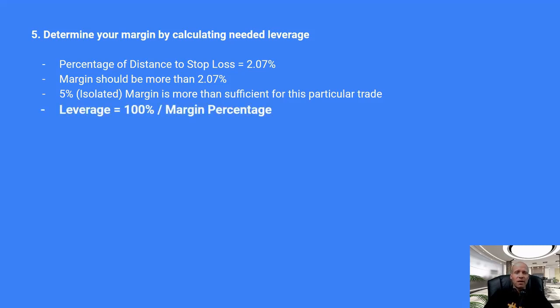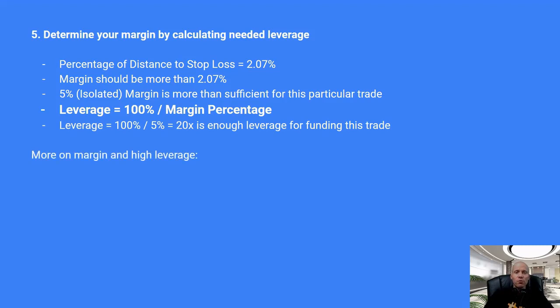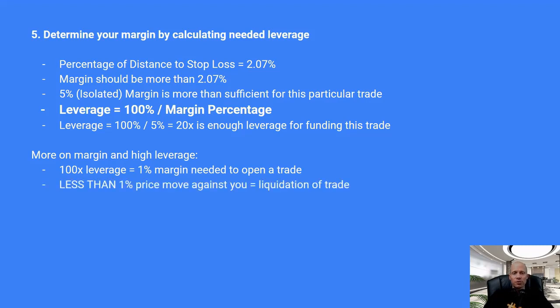So to calculate our leverage, we need to divide 100% by the margin percentage. In this case it would be 100 divided by 5, so 20x is enough leverage to fund this trade. A few more comments on margin and high leverage. 100x leverage is 1% margin needed to open a trade. However, less than a 1% price move against you will already liquidate your trade.